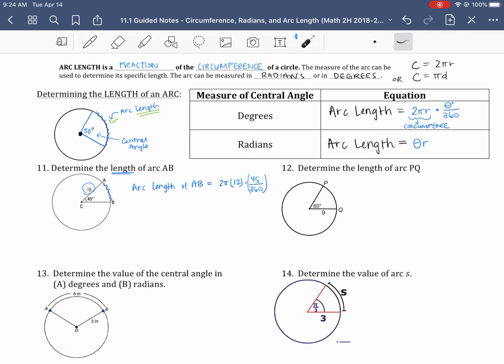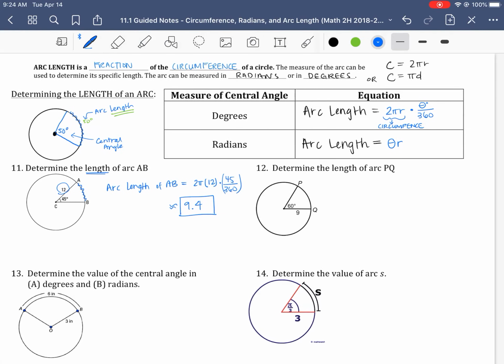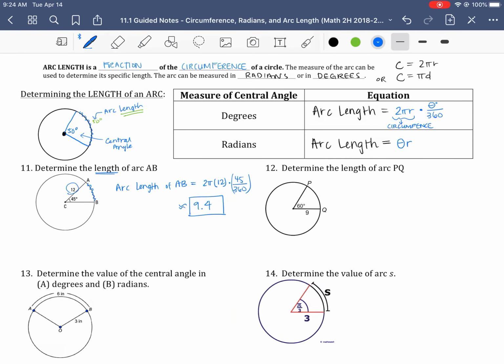So again, we're just taking the circumference, what we practiced on our last assignment, and then multiplying it by the fraction of the arc that we want to find. Once you calculate that, this one didn't ask for exact, so we can just approximate, and you should end up with about 9.4. It didn't give us any units of measure, so we're just going to say 9.4. Again, let's walk through that process one more time.